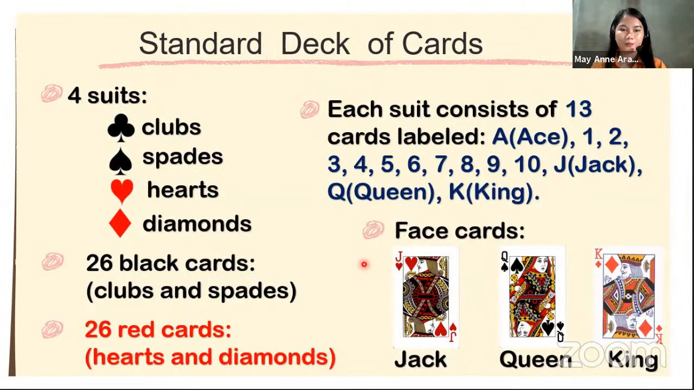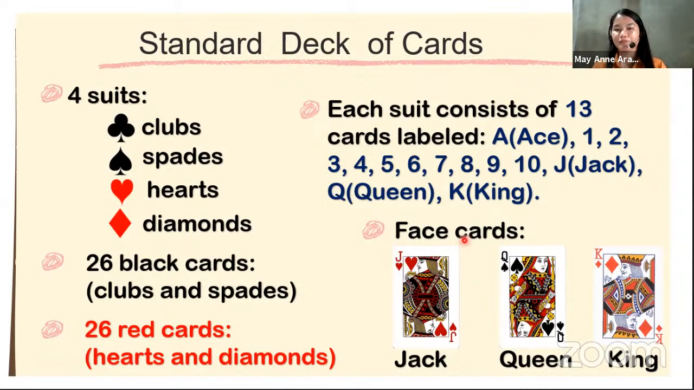And from the 52 cards, we have 26 black cards, and those are the clubs and the spades. And for the red cards, we have the hearts and diamonds. And each suit consists of 13 cards. The ace, 1, 2, 3, 4, 5, 6, 7, 8, 9, 10, the jack, the queen, and the king. Also, we have the face cards, the jack, queen, and king.